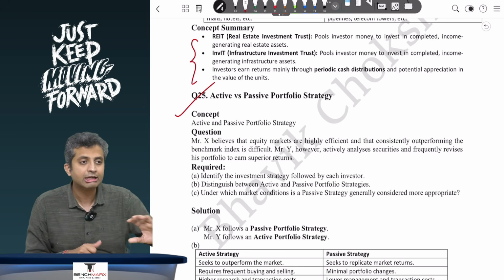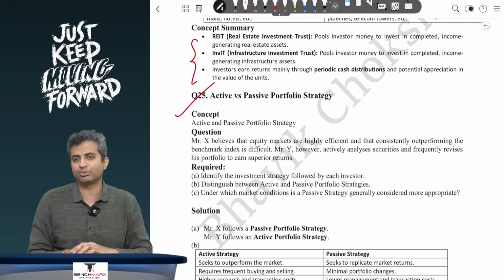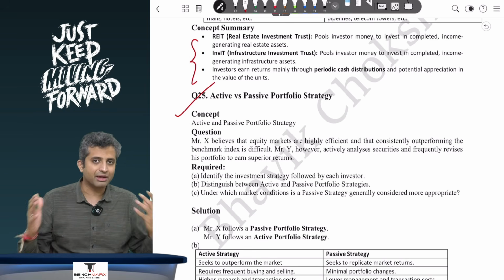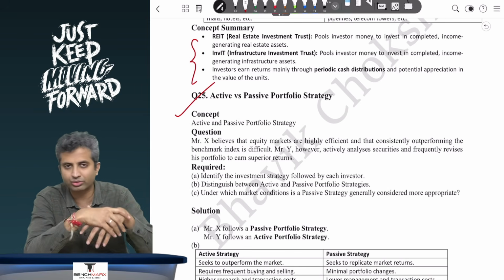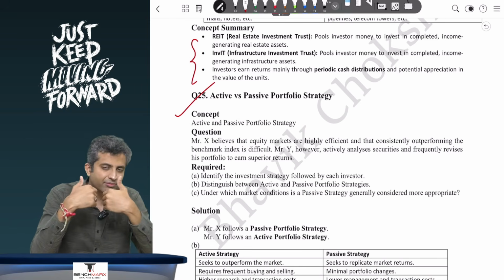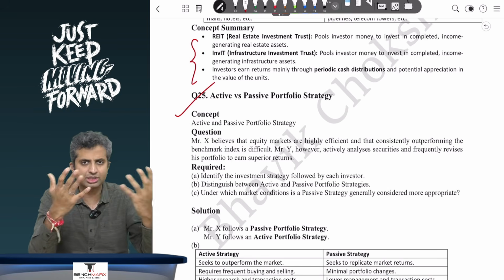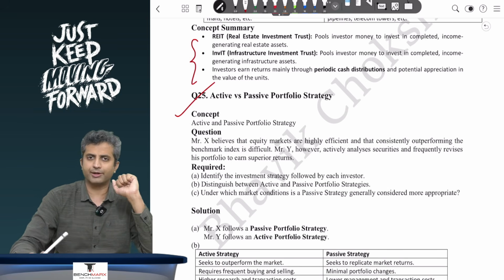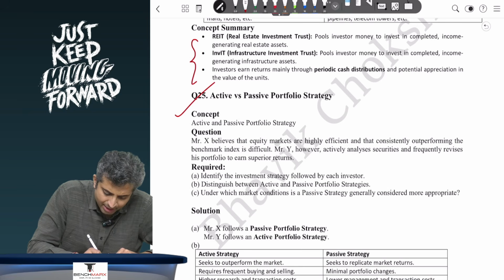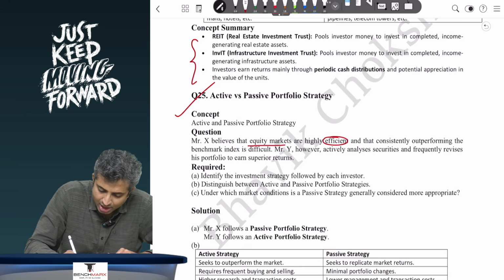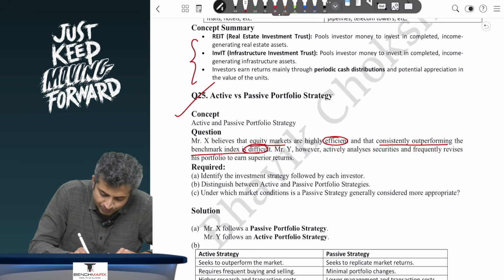But active management usually has a higher expense ratio, it has more cost. Whereas if you think that the markets are fairly efficiently priced, then what is the point of going and studying everything? When you see that the fair value is almost efficiently priced, you might as well follow the index, in which case a passive strategy is more efficient. It has a relatively lower expense ratio as well. So when I look at active versus passive, Mr. X believes that the equity markets are highly efficient and that consistently outperforming the benchmark index is difficult. Mr. Y, however, actively analyzes securities and frequently revises his portfolio to earn superior returns.